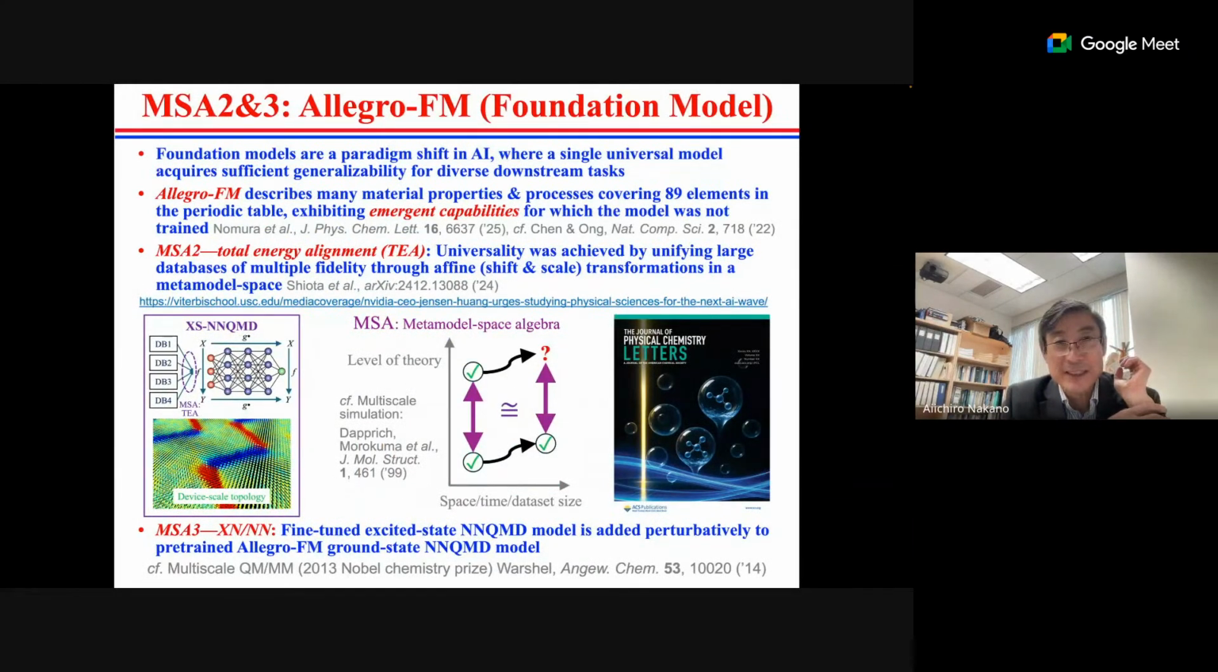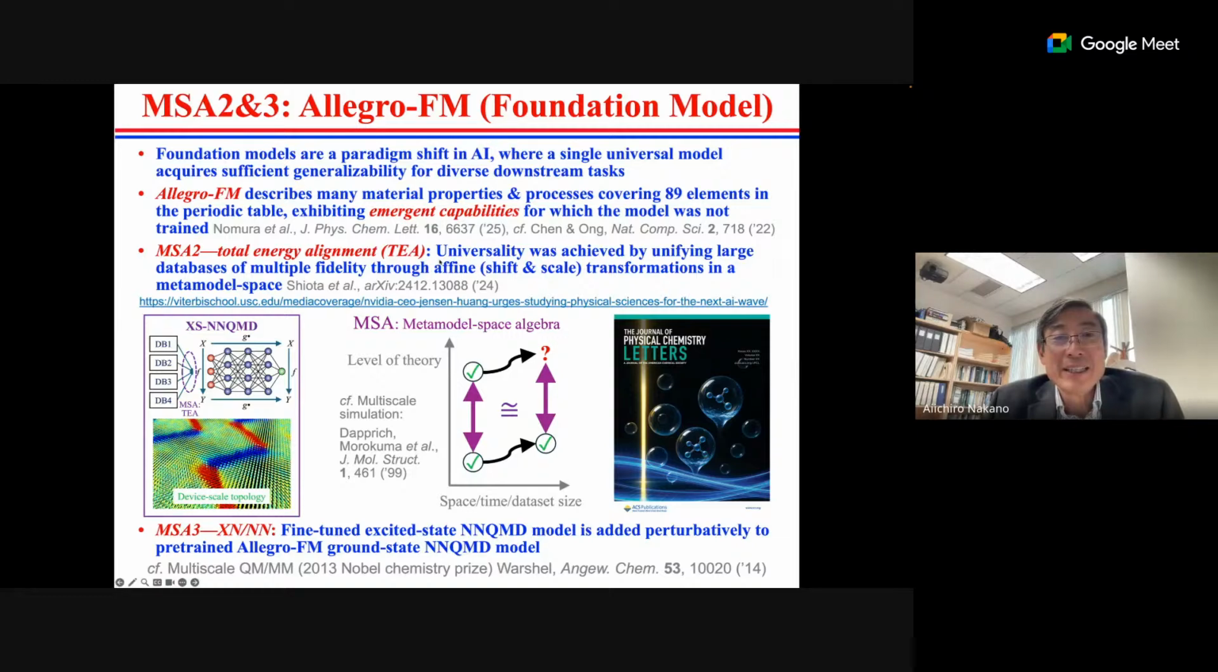The most recent development here is the Allegro foundation model. Of course, foundation models are a paradigm shift in AI, where a single universal model acquires sufficient generalizability for diverse downstream tasks. Specifically, Allegro-FM was developed by my colleague Kenichi Nomura, who is actually attending this meeting, so he can answer detailed questions. His Allegro-FM describes many materials, properties, and processes covering 89 elements in the periodic table, and also exhibits emergent capabilities like fracture and solid-liquid dissolution, for which the model was never trained.